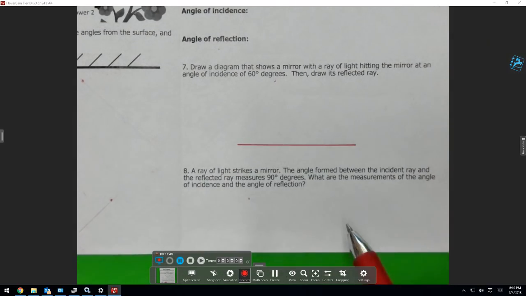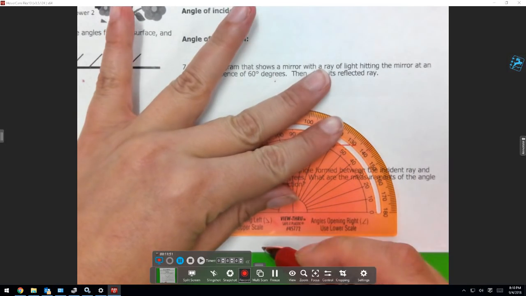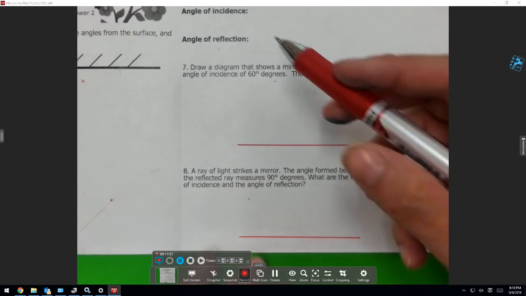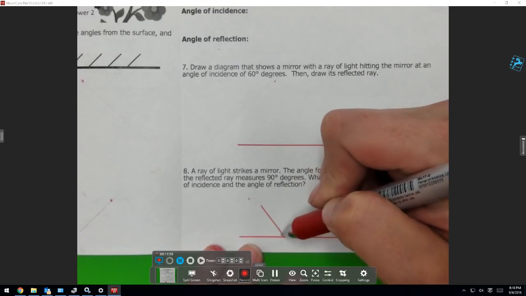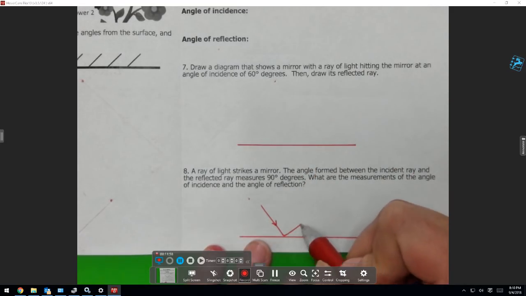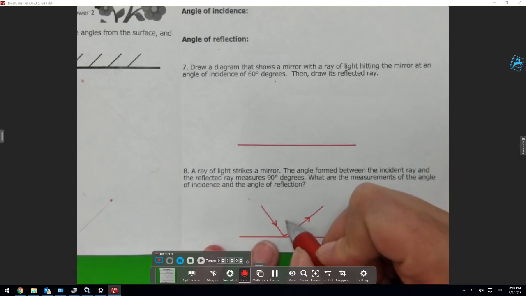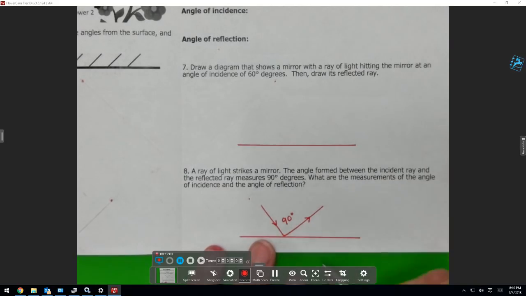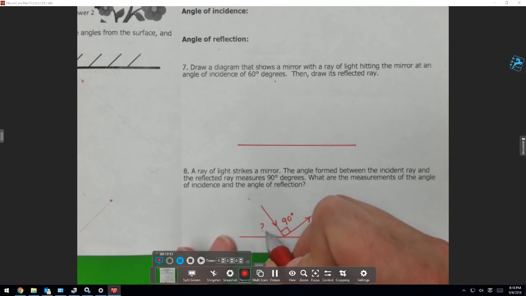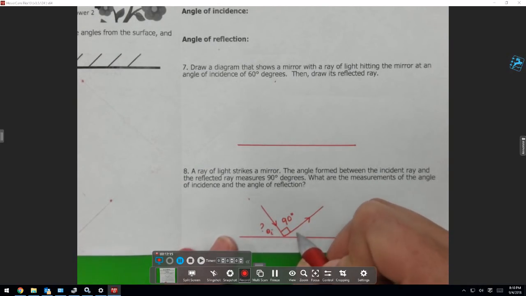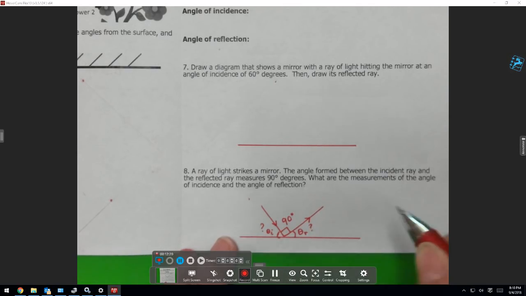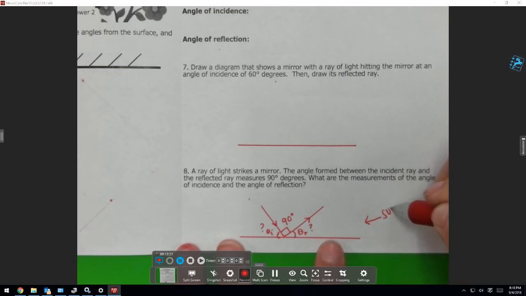Number 8 is taking it a step beyond and saying that if light strikes the mirror, the angle between your incident ray and your reflected ray is 90 degrees. So it's saying this space right here is a right angle, and mine obviously isn't because I just sketched it, but then it's asking, what are these angles? What is your angle of incidence right here and your angle of reflection right here? This takes into account supplementary angles.